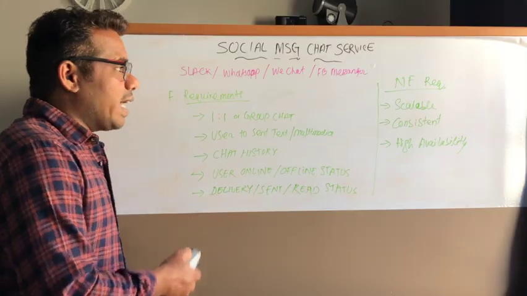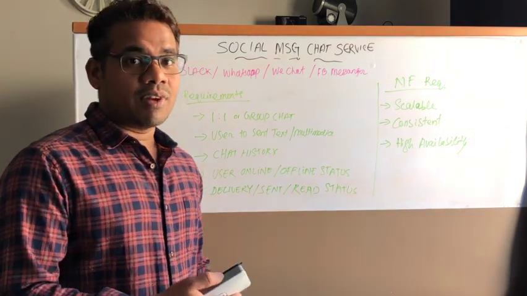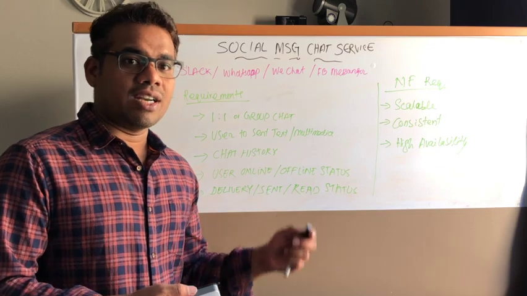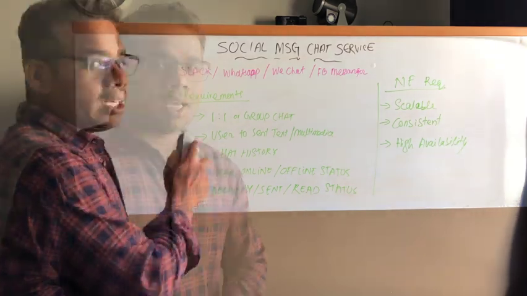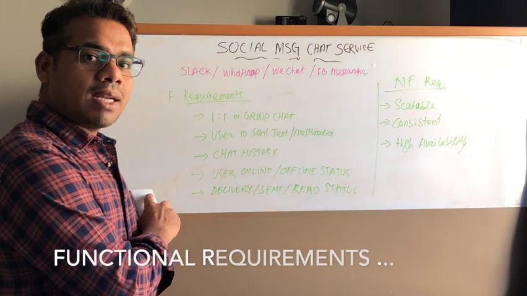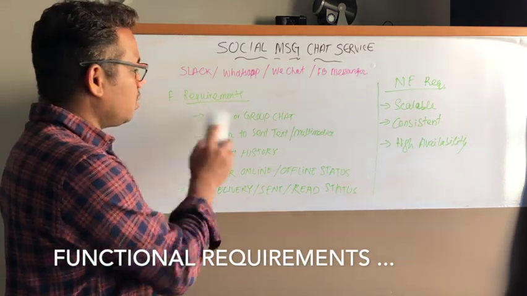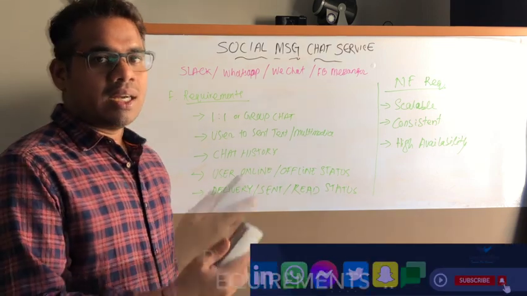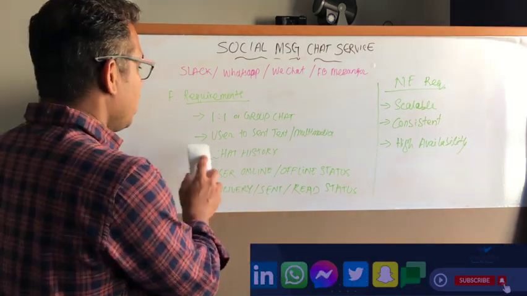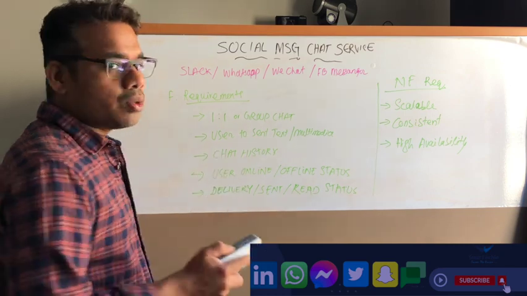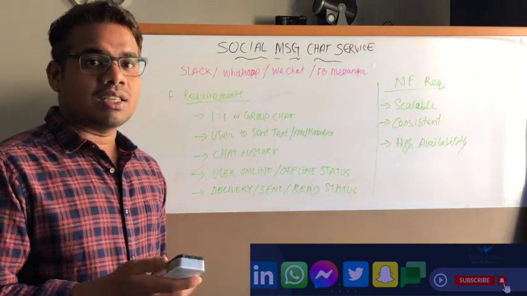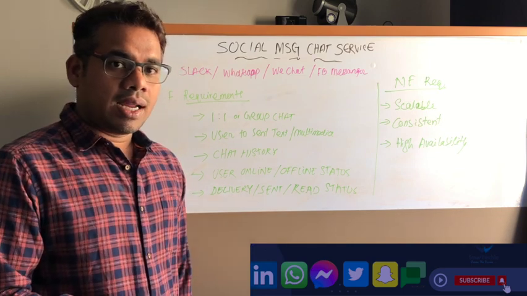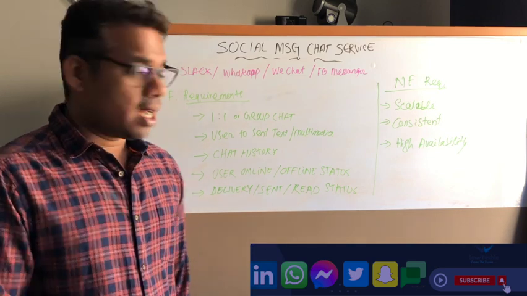So let's get into detail for the requirements. What are the different requirements it could be to design any kind of social messaging chat service? Let's talk about the functional requirements. The functional requirements would be that there should be a capability of chatting one-to-one and as a group chat, right? And the second one would be that users should be able to send text as well as some multimedia files like videos, photos, and document files, something like that, right?